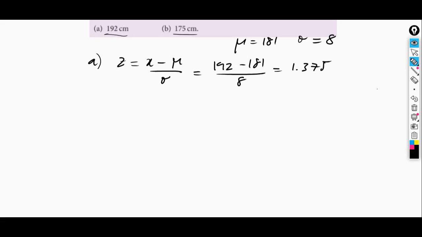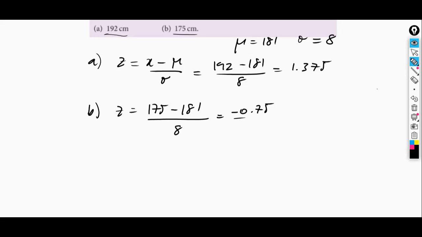1.375. So that means 1.375 standard deviations above the mean, because this is positive. Then for B, we would have that the z-score is equal to 175 minus 181 divided by 8, and this is going to give us negative 0.75. So that means 0.75 standard deviations below the mean, since this is negative.